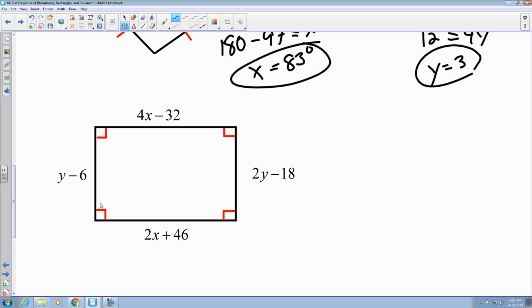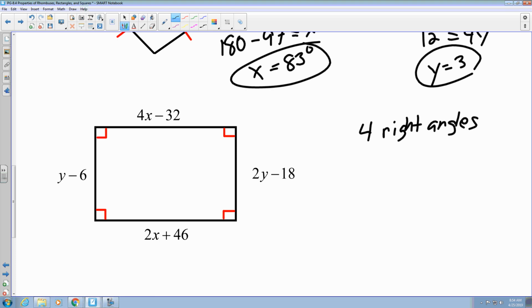In this one here, we see we have four right angles. So we know that it can either be a rectangle or a square. Just because it may look like the sides are not all four congruent, that doesn't mean that they are. You can't go by just the drawing itself.